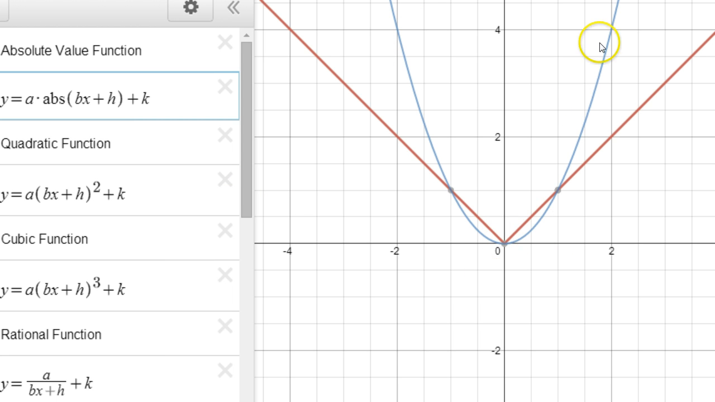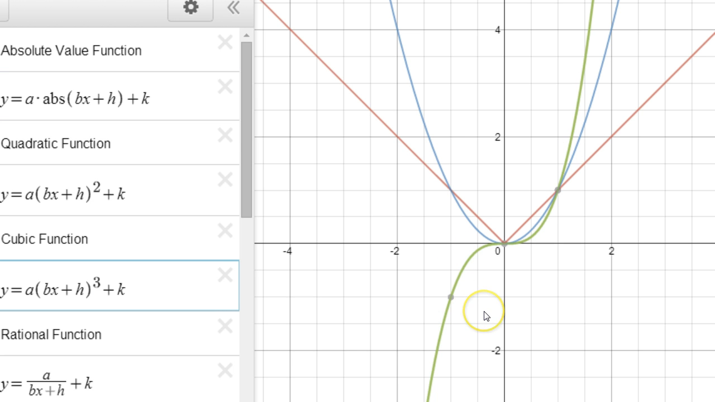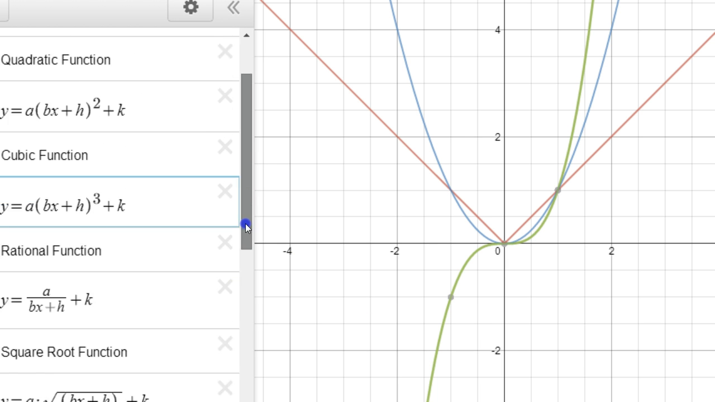This is what the parent function looks like. It starts at the origin and it's a parabola going up. Okay, the cubic function is going to look like this. I call it the snake, except cubic is going to have a negative portion because if you cube a negative number, you'll get a negative answer. So it's very interesting how to work with that.